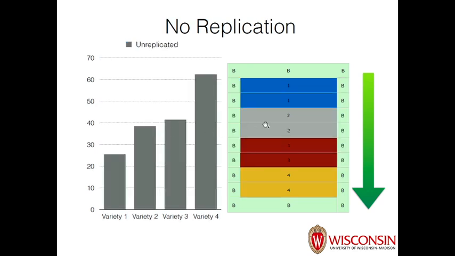If you didn't replicate, and you just planted all of variety 1 up here, 2, 3, 4, what you would end up with is seeing variety 1 as definitely the worst, variety 2 and variety 3 as indistinguishable, and variety 4 as definitely the best. That would be misleading, because it looks like variety 1 and variety 4 are more different than they actually are, and you might discard variety 3 even though it is just as good as variety 4.